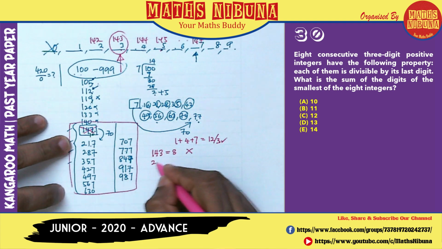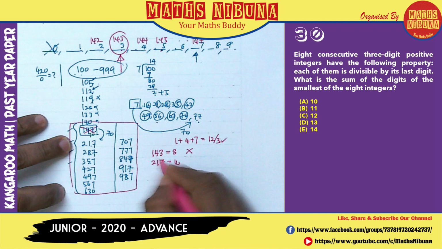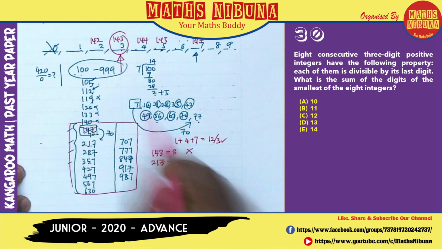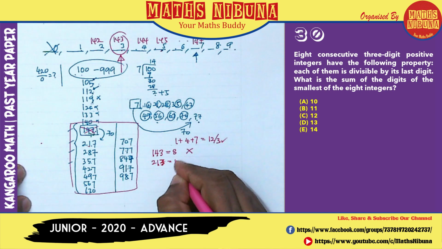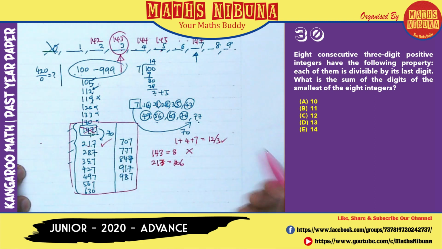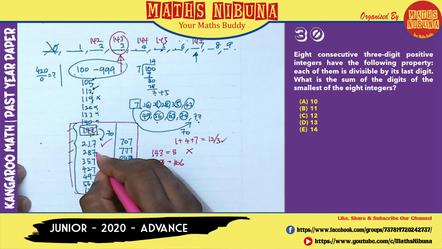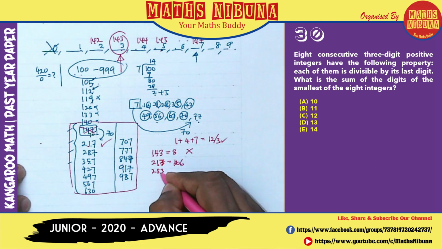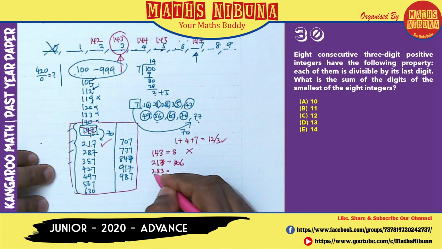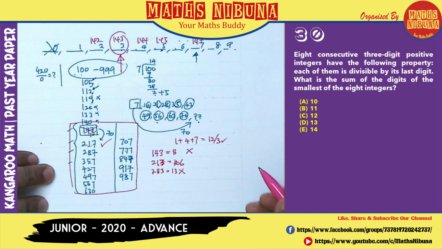Second, 217. 7 plus 1 is 8, 8 plus 2... oh, sorry. This is 217. This one will be 213. So 3 plus 1 is 4, plus 2 is 6. Okay, then this can be divided by 3. Next, 287, and then it will be 283 at this position. 8 plus 2 is 10, plus 3 is 13. 13 cannot be divided by 3, so this is out.